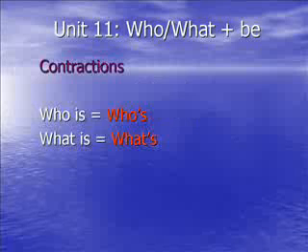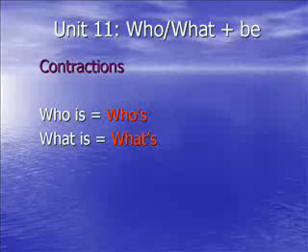Now we look at contractions, how to contract who and what with be. Who is equal to who's, and what is equal to what's. So the contraction of who is is who's, and the contraction of what is is what's.